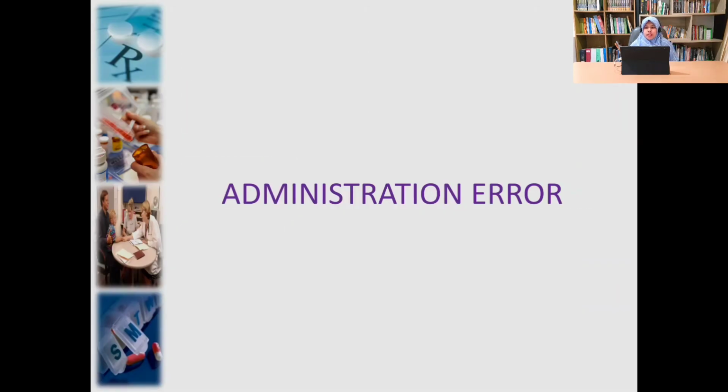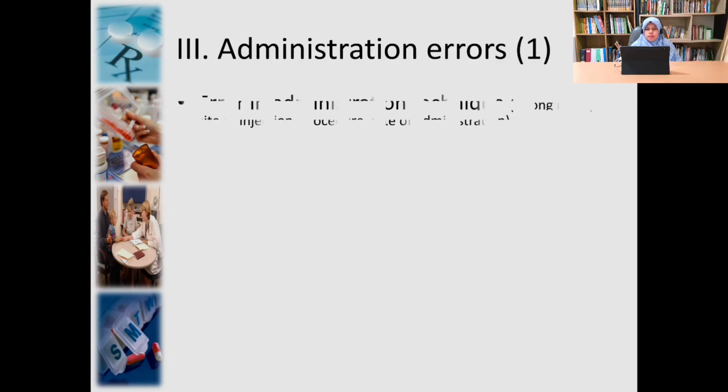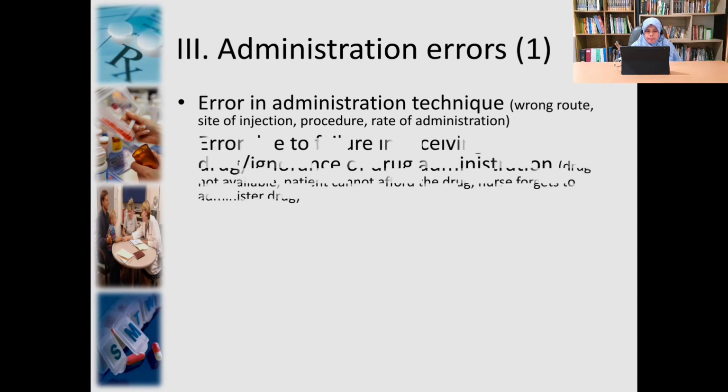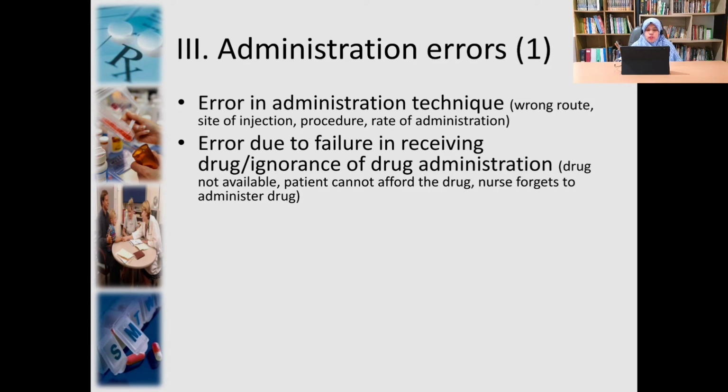And how about the medication administration error? The administration error is the error that occurs during the administration process, or when you give the information on how to use the drug. It is an error in administration technique. It can be wrong route, wrong site of injection, wrong procedure, or wrong rate of administration, or an error due to failure in receiving the drug or ignorance of drug administration.